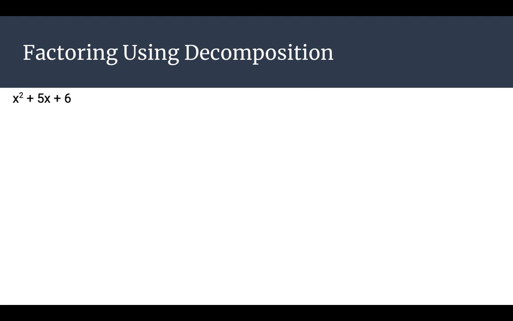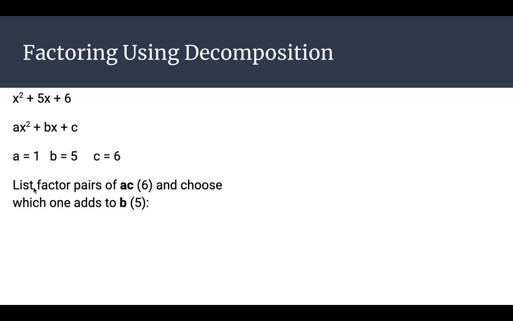Again, this is the same steps, it's just not using the box. Okay, so we have x squared plus 5x plus 6. First, we're going to label what's our a, what's our b, and what's our c. Okay, then our next step, well, list factor pairs of a times c. A times c is 6 in this case, and adds to b, which is 5. So we're going to do the exact same thing. 1 times 6, that doesn't work. 2 times 3 does, though.